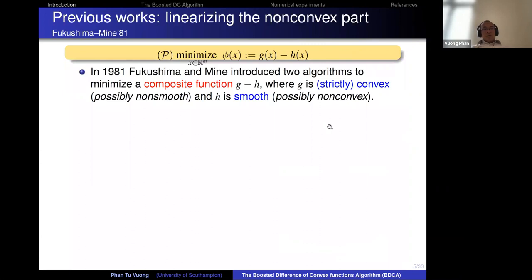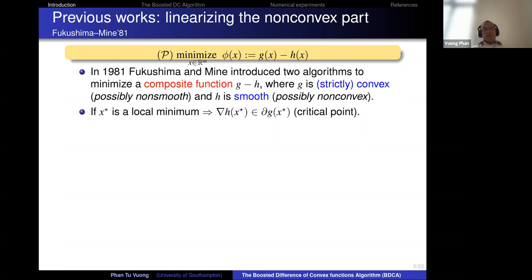I summarize some previous work on minimizing the difference of convex functions. The first one was done by Fukushima and Mine in 1991. Actually, he minimized the sum of g of x and a smooth function, any smooth function. So it's more general than just the DCA problem here. The first function g is strictly convex and can be non-smooth, and the second function h is smooth, but can be non-convex.